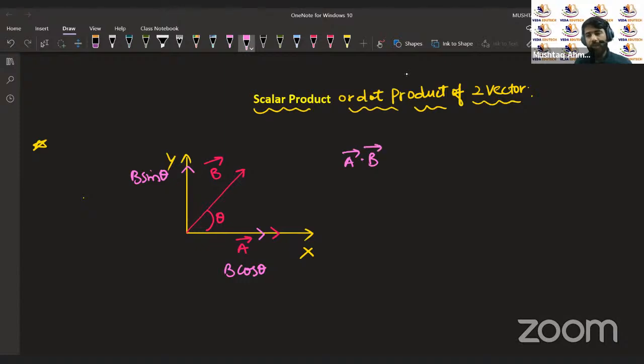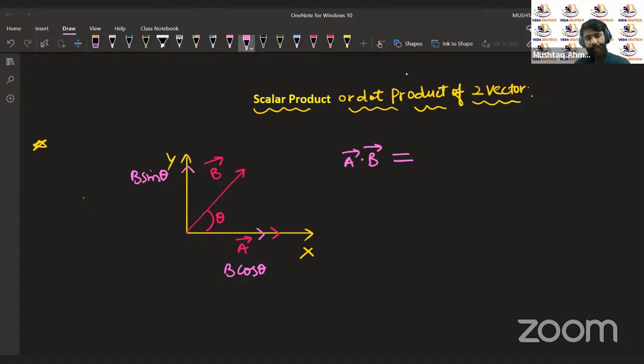It's not a multiplication, normal algebraic multiplication, right? So A dot B. First of all, it's called a scalar product because the output of this product is a scalar quantity, not a vector quantity. We get a scalar out of this, not the vector.